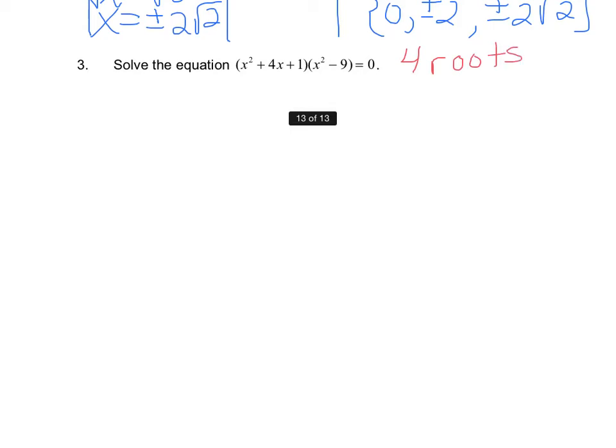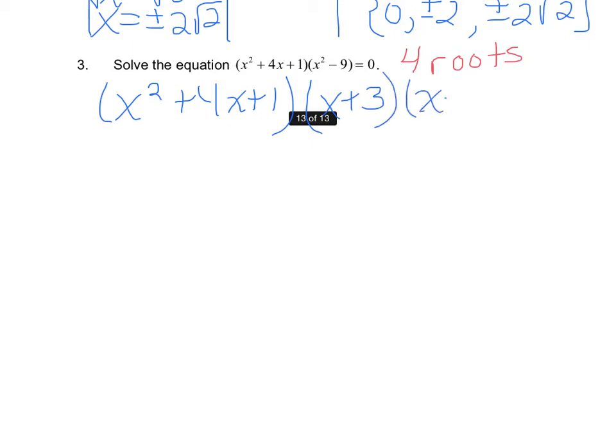All right. At this point, I think I'm going to t-bar. No, I'm not going to t-bar. I'm going to see if I can factor any more. Are there any factors of positive 1 that'll give me a positive 4? Nope, so I can't do anything more with that guy. So I got to bring it down as x squared plus 4x plus 1. But x squared minus 9 is a difference of squares, so I have x plus 3 times x minus 3.